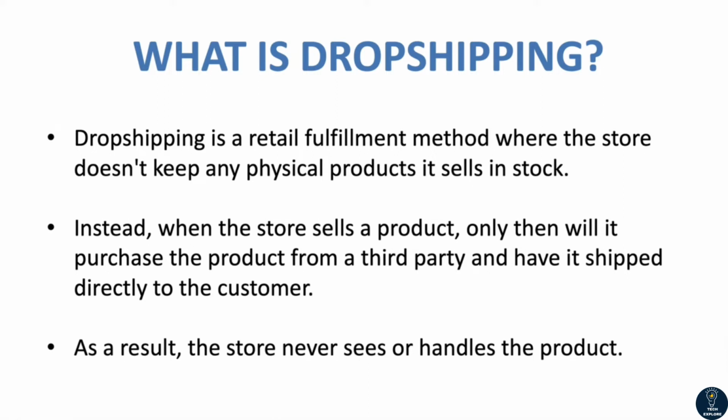Dropshipping is a retail fulfillment method where the store or the merchant, so you or me, doesn't keep any of the physical products it sells in stock. So the store doesn't carry any physical inventory. Instead, when the store sells a product, let's say on its online store, only then will the store or the merchant purchase the product from a third-party vendor or manufacturer and have the product shipped directly to the customer. So the third-party vendor or manufacturer are the ones fulfilling the product technically. As a result, the store never sees or handles the products or any physical inventory.